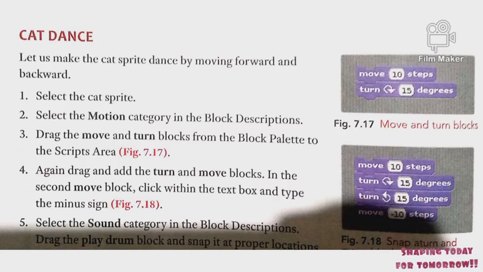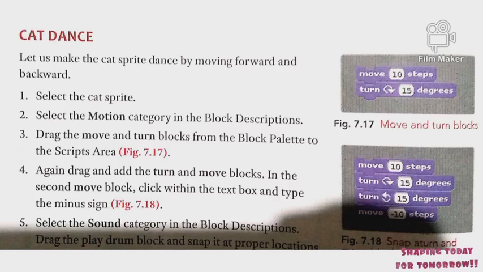Now let's see point number 4. Again drag and add the turn and move blocks. In the second move block, click within the text box and type the minus sign. See figure 7.18 for this. So students, what we have to do now is from the block palette we have to drag the turn block first and then the move block this time. Okay, and students, you have to click on the text box. Which is the text box? See figure 7.18, there is a purple box.